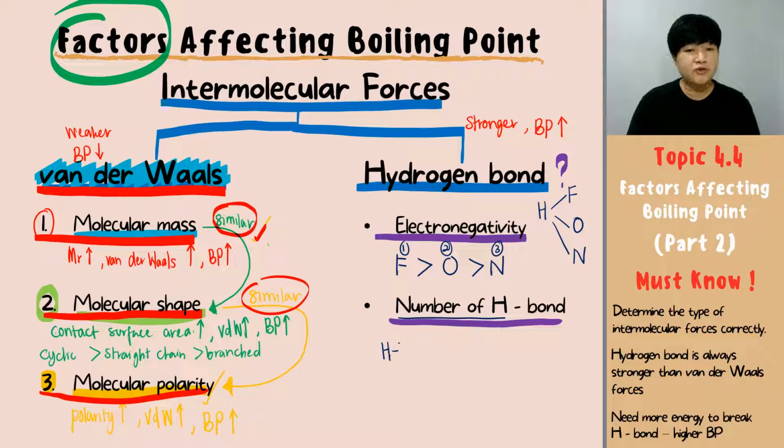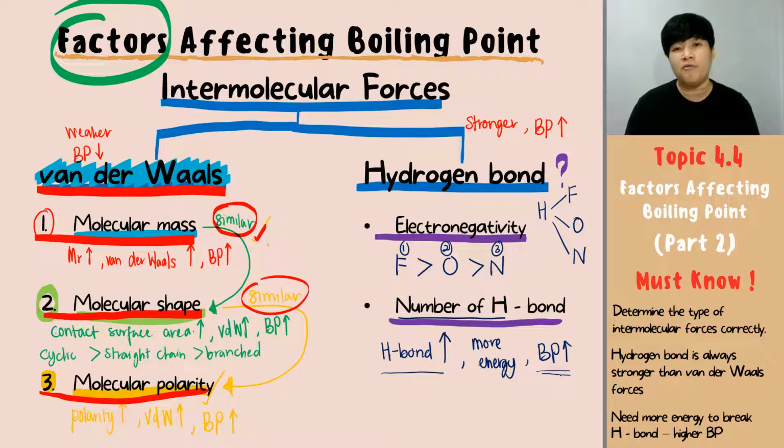Obviously, when the number of hydrogen bonds that you can form in a compound is higher, when you can form more hydrogen bonds, you definitely need more energy to overcome the hydrogen bonds. Since you are forming a lot of hydrogen bonds, you definitely need more energy. When you need more energy, that's why the boiling point is higher. So the more hydrogen bonds that you can form, the higher the boiling point of the compound will be.